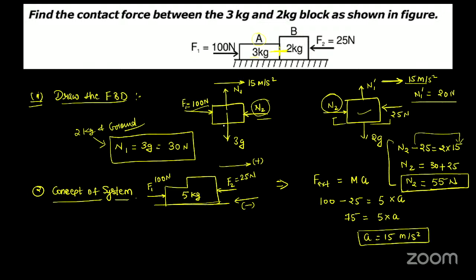If you apply the same for this one, then also you are going to get the same result. Okay, you can try it right now. Look, F1 is in the direction of acceleration, so we take it as positive, minus N2, which is in the opposite direction of acceleration, considered negative, equals mass, which is 3 kg, multiplied by acceleration, which is 15. So if you see here, 100 minus N2 equals 45, so N2 will become 55 Newton again. So both of them are giving you the same results.